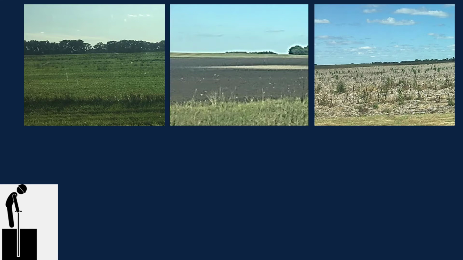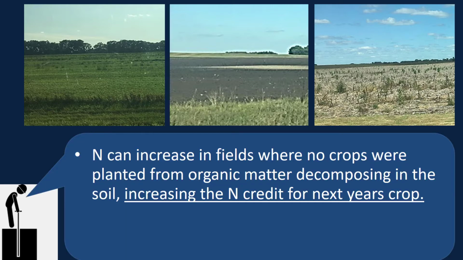So when that soil sampler goes out, there are a few things they need to consider. The first one is that nitrogen can increase in fields where no crops were planted. Even if I didn't put nitrogen on a crop this past year, the organic matter in the soil, whether or not I planted a cover crop, is decomposing, and that's increasing the amount of nitrogen that can be available for next year's crop. So depending on our rainfall this past fall and spring, we could have a greater nitrogen credit than we normally do, which is important because if that nitrogen credit is larger, we can reduce our nitrogen fertilizer inputs for this next growing season.